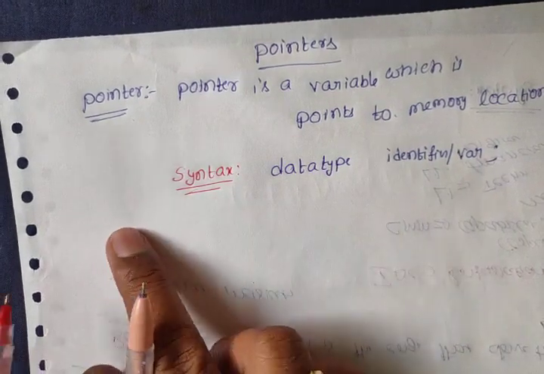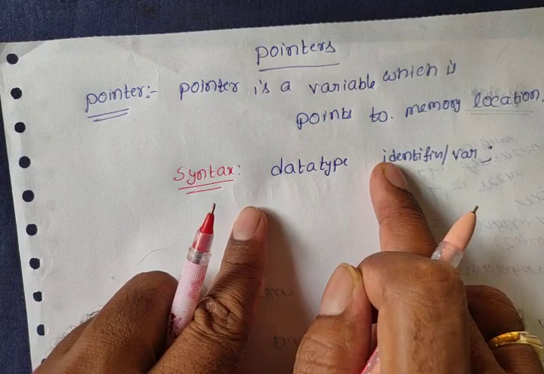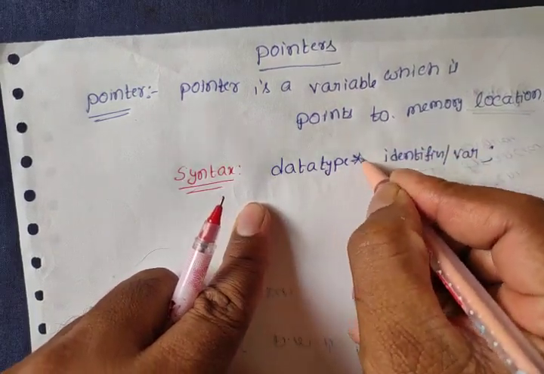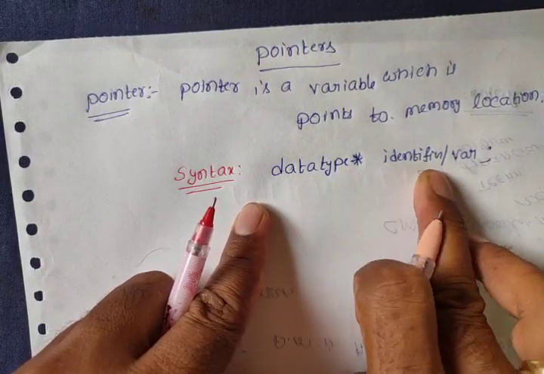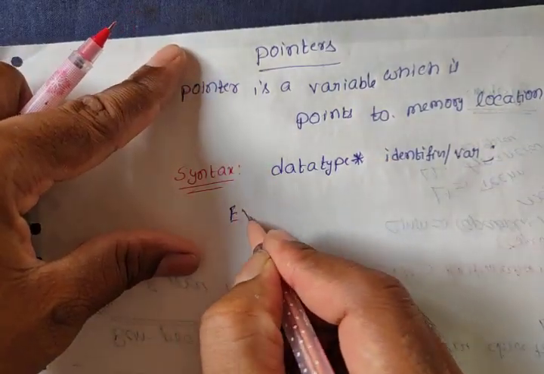That means we just put the star symbol after the data type, preceding the variable. If you represent the star symbol, then it is a pointer variable syntax.